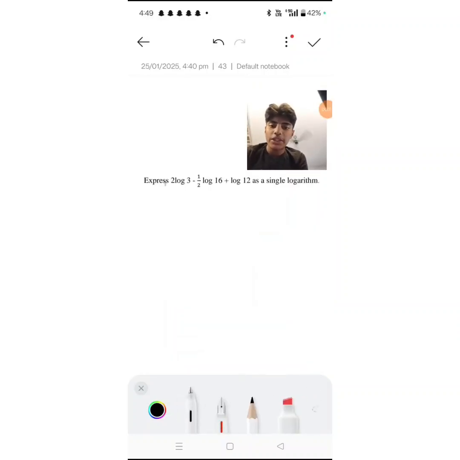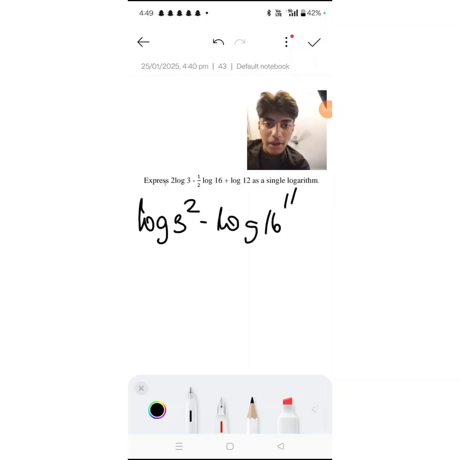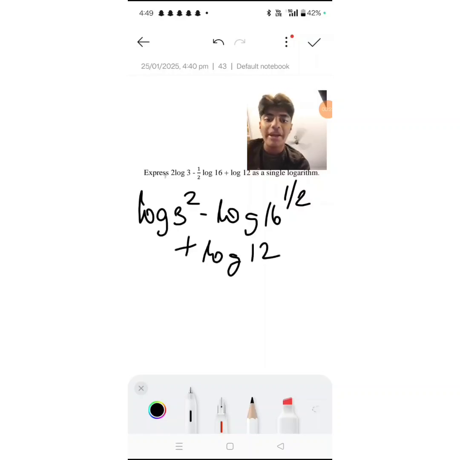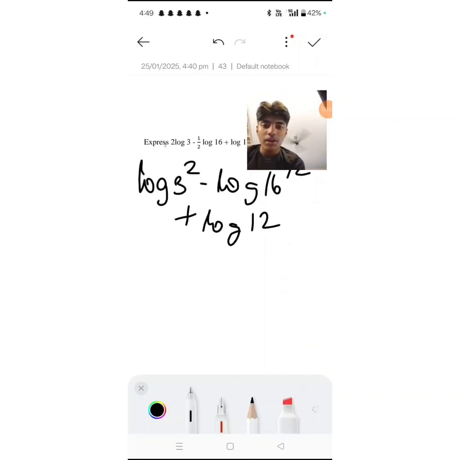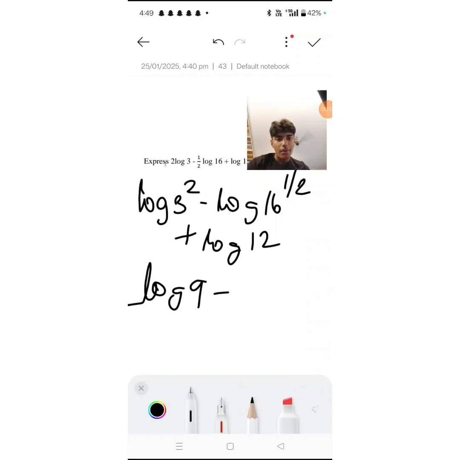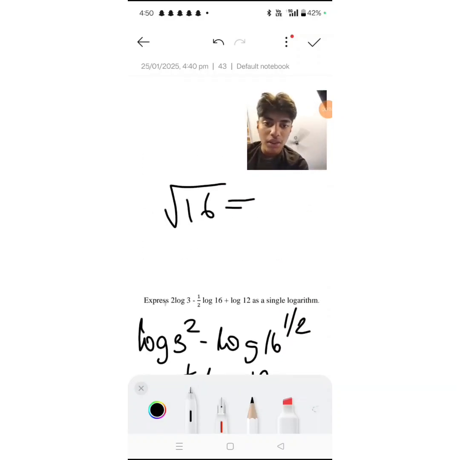Okay, so now we come to the final question from this concept. Express 2 log 3 minus half log 16 plus log 12 as a single logarithm. So I'm just going to rewrite this as log 3 to the power of 2 minus log 16 to the power of half plus log 12. Am I changing anything? I'm not changing anything. Now see what I'm going to do here. Log 3 to the power of 2 is just equal to log 9, right? Minus, now log 16 to the power of half is just equal to root 16. So that's equal to 4.